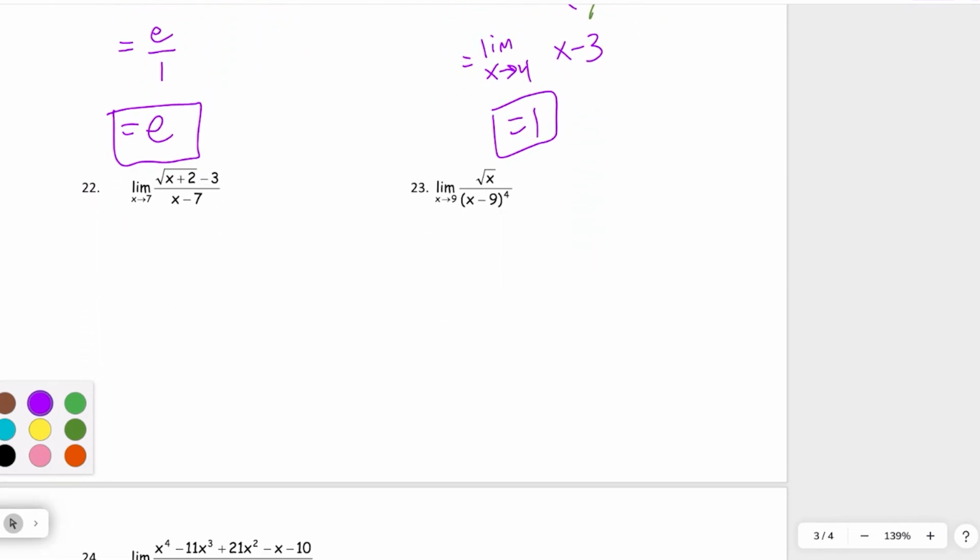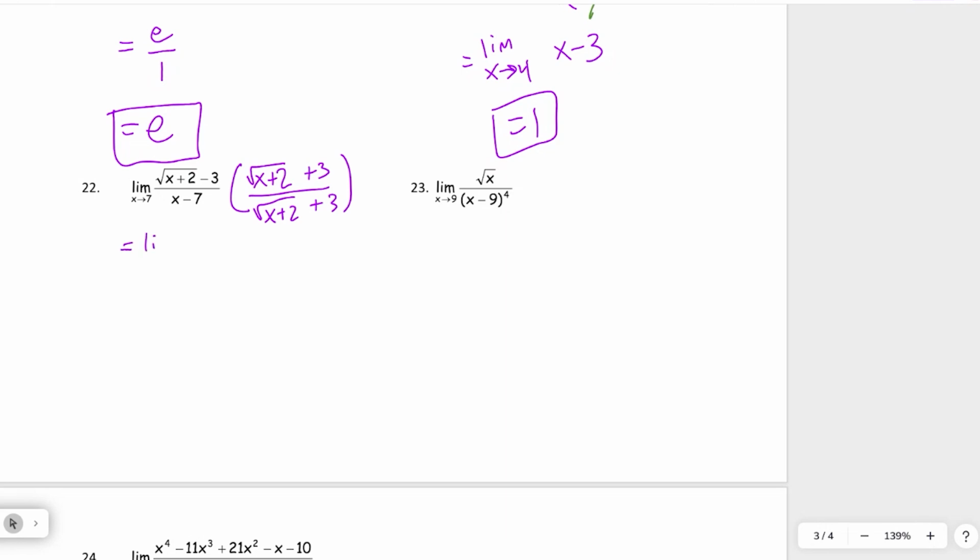Number 22. Plugging in 7 is not going to work, unfortunately. And we do have a hole here because 7 also makes the numerator 0. So we're going to have to multiply by the conjugate here. Root x plus 2 plus 3 over root x plus 2 plus 3. So this is going to equal the limit as x approaches 7 of x plus 2 minus 9, which is going to give us that x minus 7 we're looking for, times root x plus 2 plus 3.